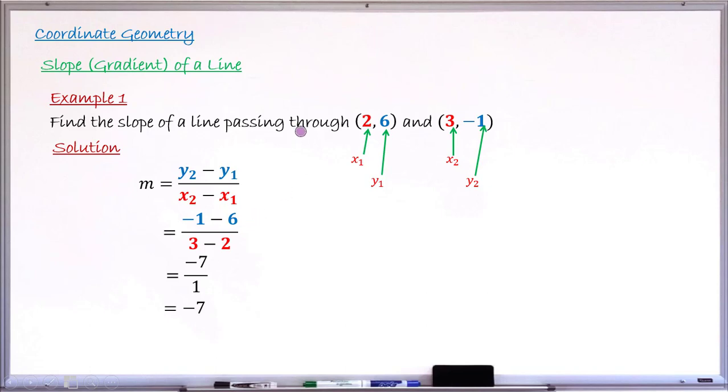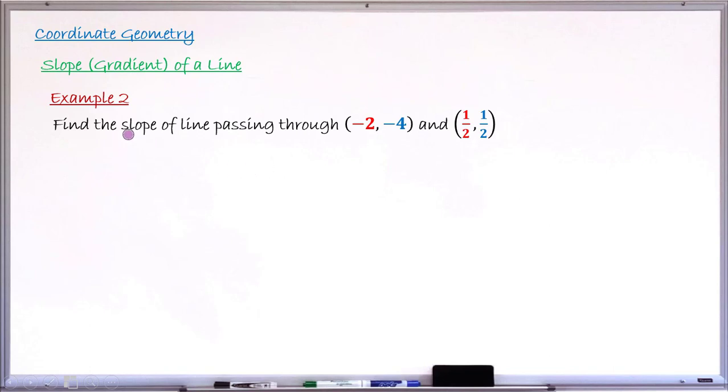Let's just take one more example. Example number 2 says: find the slope of a line that passes through these 2 points. One of the points has coordinates minus 2, minus 4, and the other point has coordinates 1 over 2, 1 over 2. Solution to this very problem.